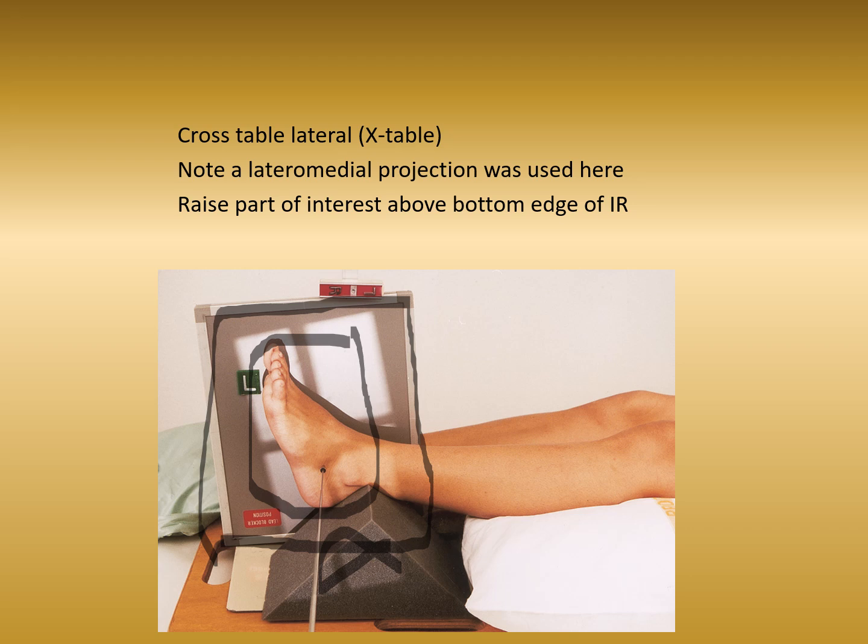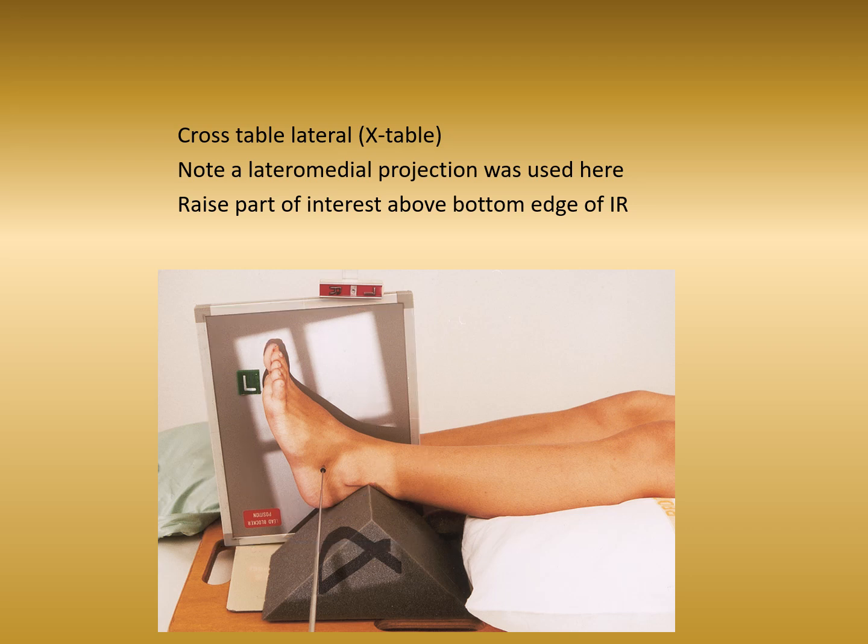So that way, with the divergence of the beam, we can get that part as centered on the IR as possible in the situation that we have, but at the same time making sure that the part is higher than the lower edge of the IR to make sure that we don't clip any anatomy. The center ray is still the same at the metatarsals.